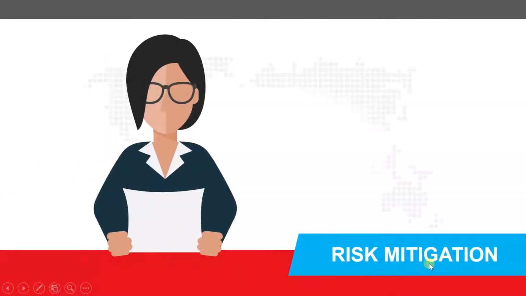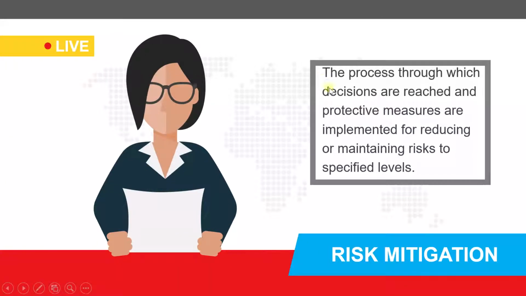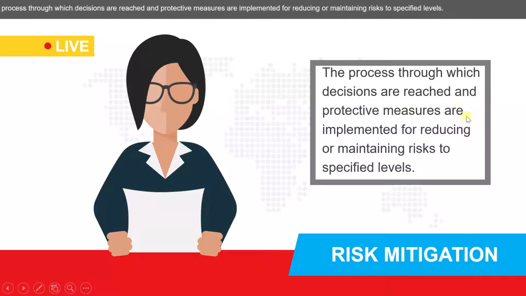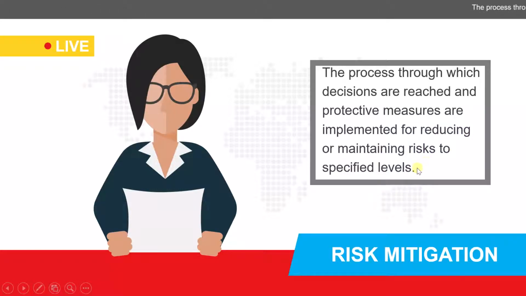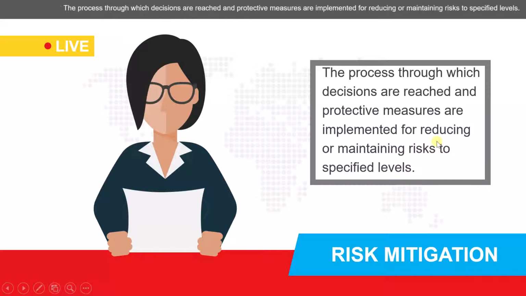The next topic is risk mitigation. The process through which decisions are reached and protective measures are implemented for reducing or maintaining risk to a specified level. So here what we do is take a protective measure so that we can reduce or maintain the level of risk.